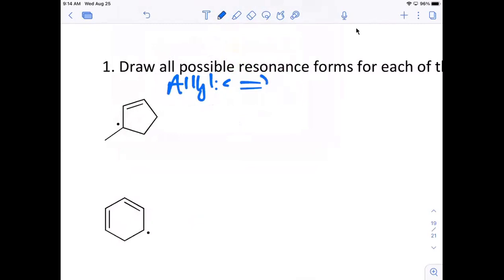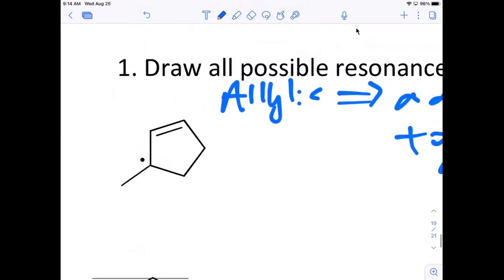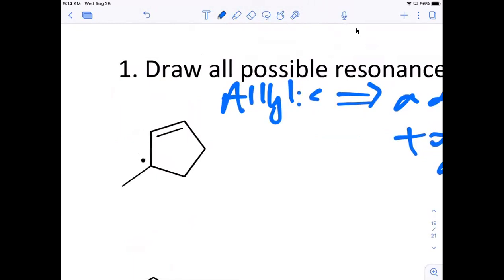So all that the term allylic simply means is that it's adjacent to an alkene, right? So the radical right here is adjacent to an alkene. How would I rearrange that through resonance? Anybody? Where would I start?